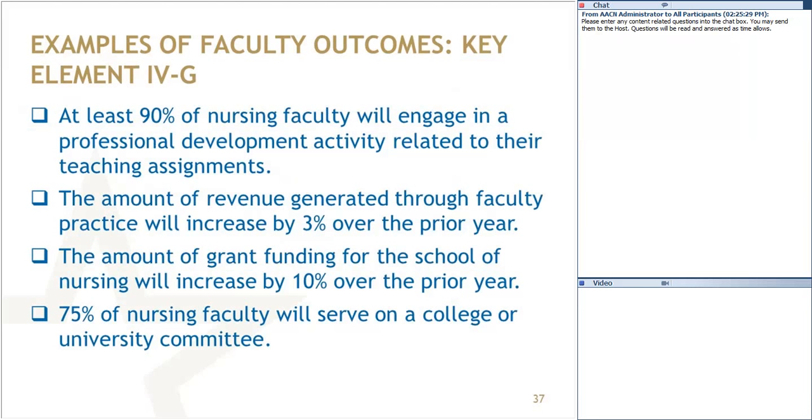Some examples: 90% of faculty will engage in a professional development activity. The amount of revenue generated through faculty practice would increase by 3% over the prior year. The amount of grant funding for a school would increase by 10% over the prior year. 75% of nursing faculty will serve on a college committee. Now, please note these are just examples. Note that each has an expected level of achievement. The outcomes, obviously, need to be measurable. These examples represent teaching, scholarship, practice, and service.